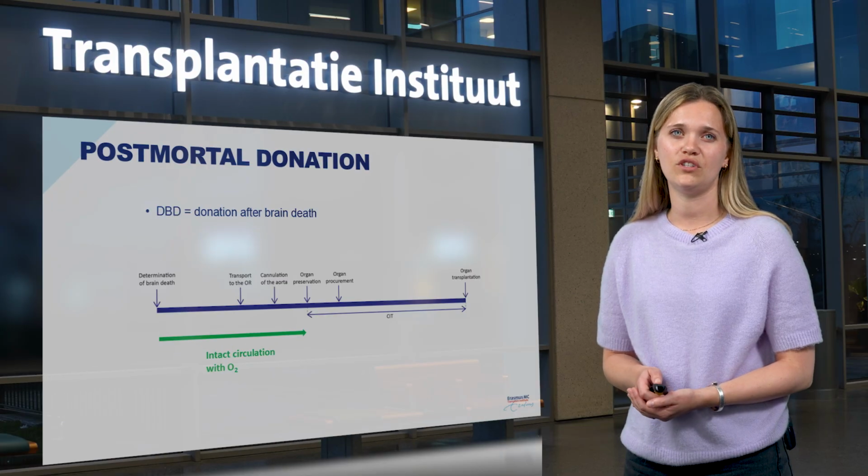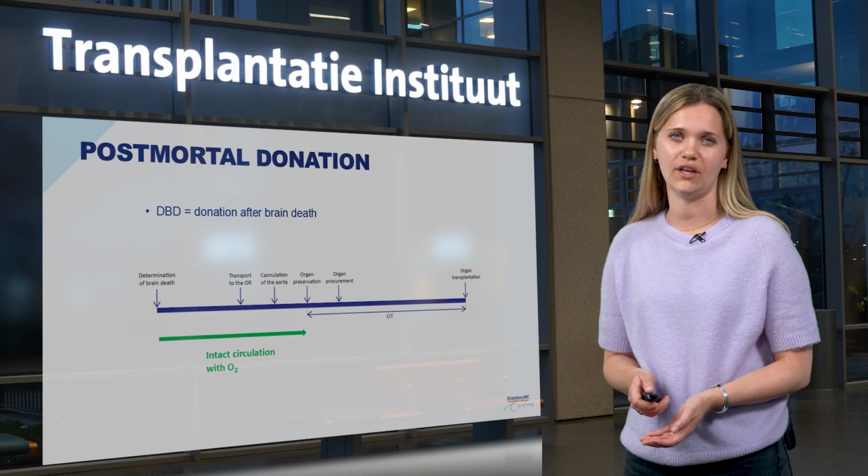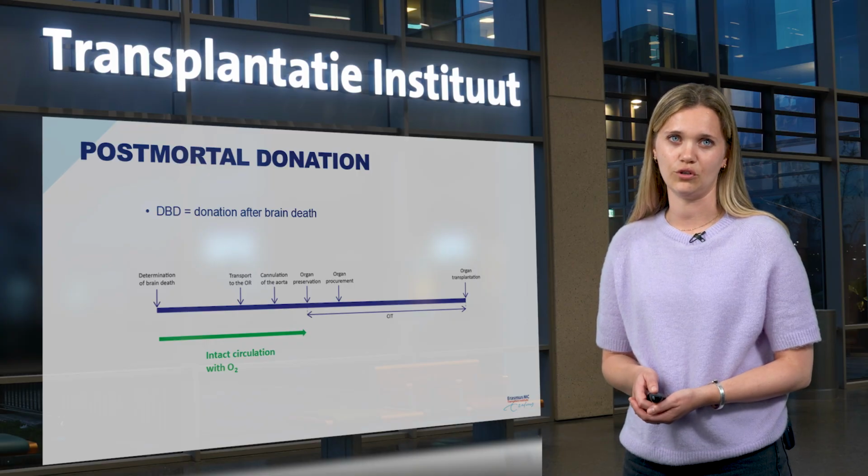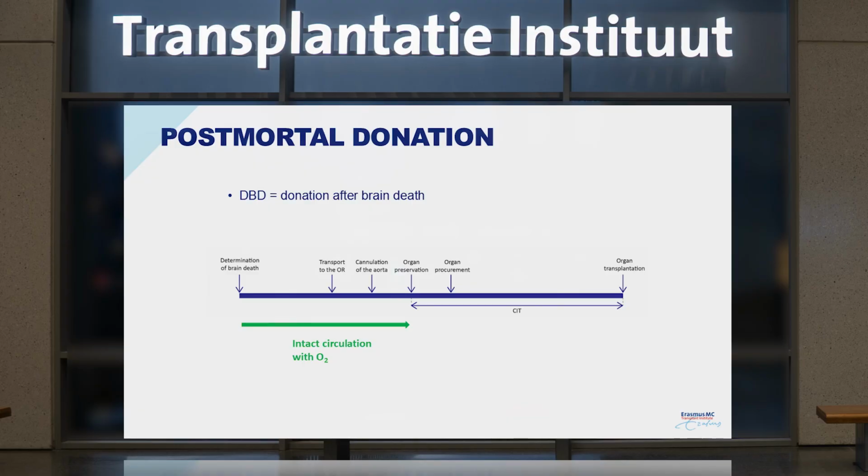But first of all, I want to tell you about postmortal donation, so donation after death. In the Netherlands, we have 2 types of postmortal donation, which is donation after brain death, which we call DBD. Death is determined in these patients when brain death is determined. And after that, organ allocation and organ procurement is going to be arranged.